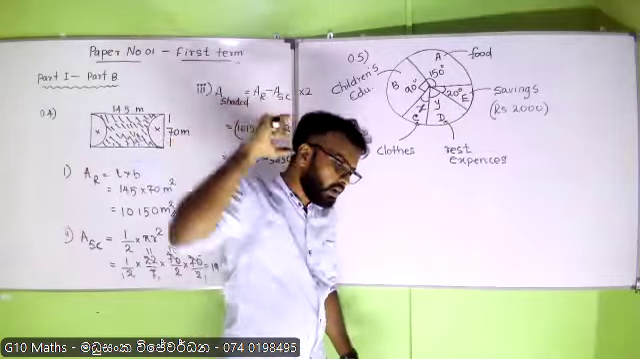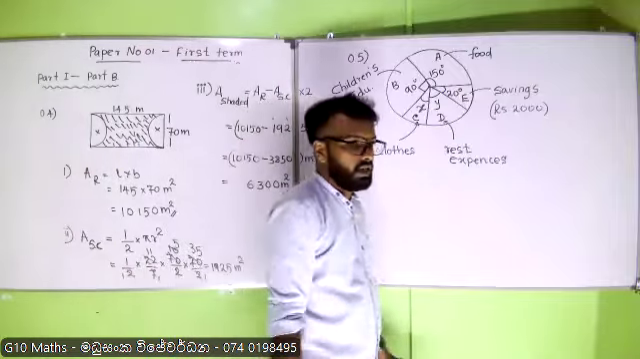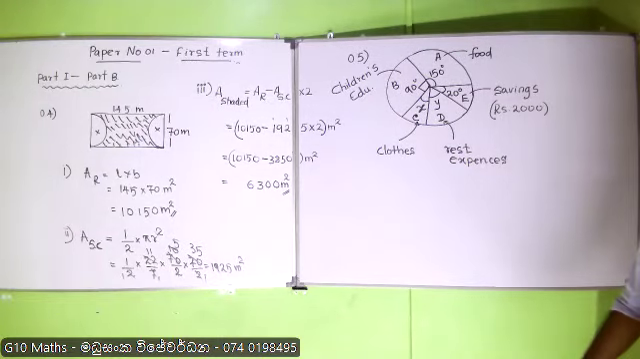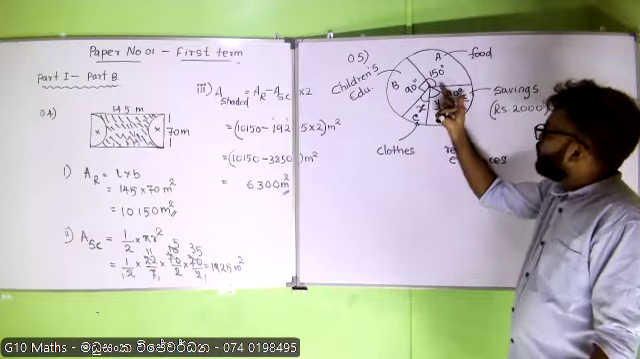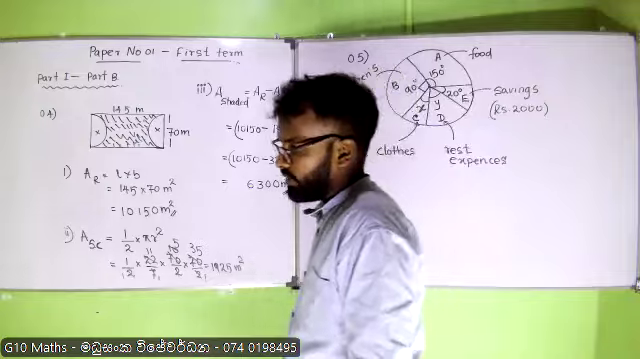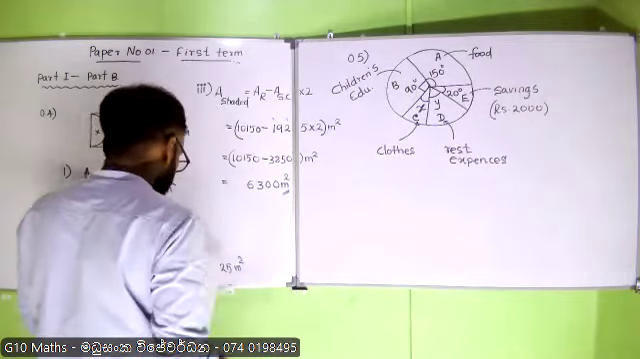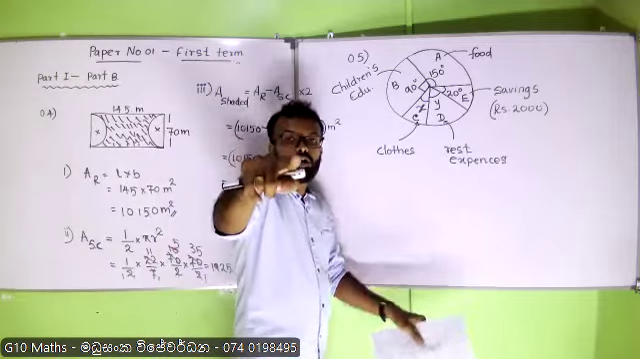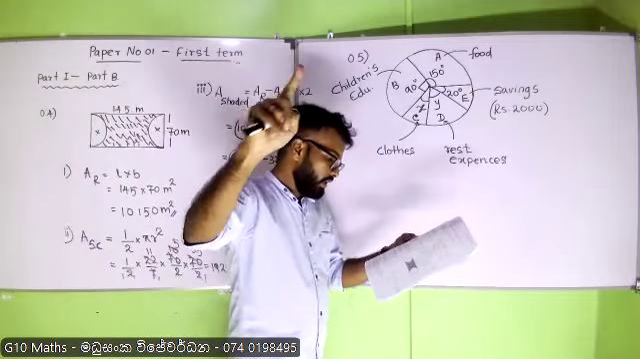That is very important and you need to understand that. This 20 degrees refers to 2000 rupees as savings. First one, find the total monthly earning.